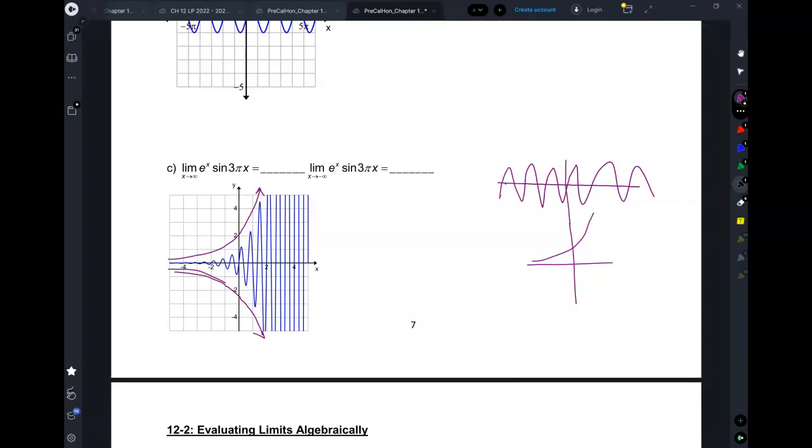So what happens as x approaches positive infinity? DNE, for sure. What about as x approaches negative infinity? 0 for sure. Isn't that fun and cool? Fun and cool, right? Yeah.